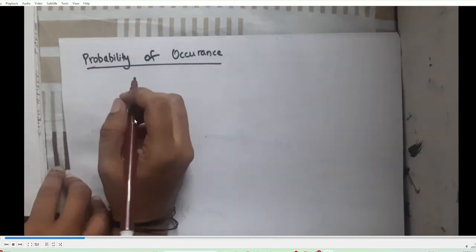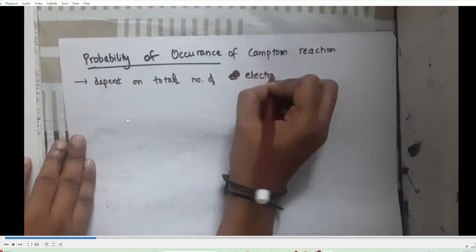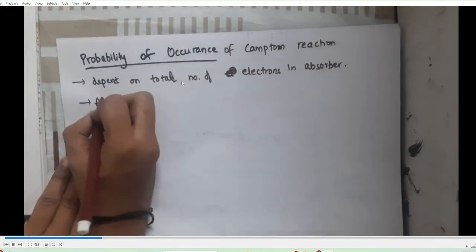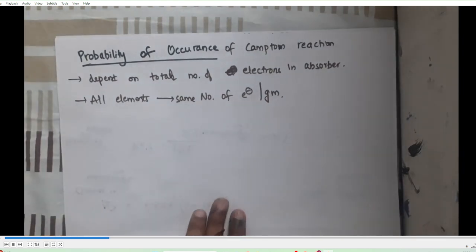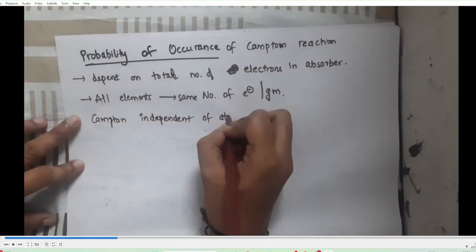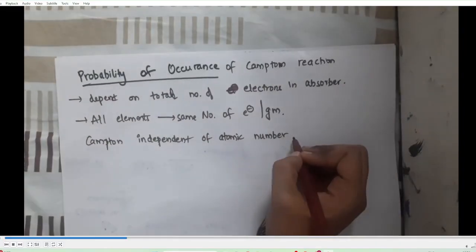Then the next important thing is the probability of occurrence of the Compton reaction. The probability of occurrence of the Compton reaction depends on the total number of electrons in an absorber. This total number of electrons in the absorber in turn depends upon the density of the element and the number of electrons per gram. All elements contain approximately the same number of electrons per gram regardless of their atomic number. Therefore, the number of Compton reactions is independent of the atomic number of the absorber, whereas the photoelectric effect depends upon the atomic number of the absorber.